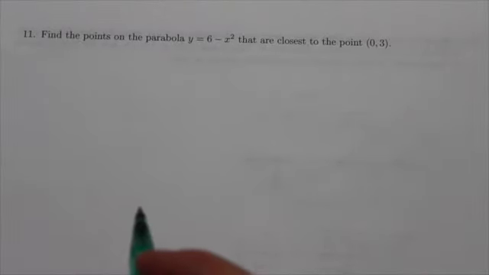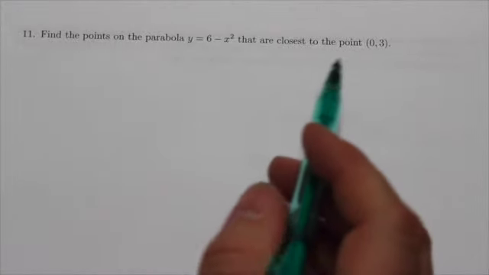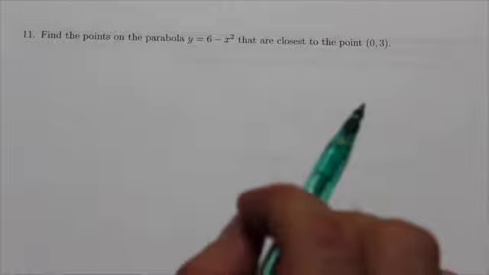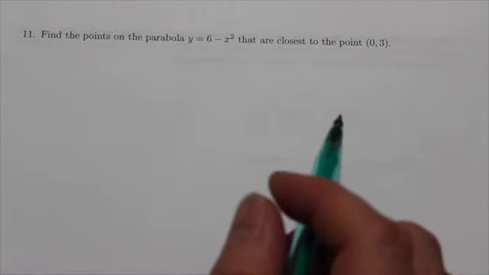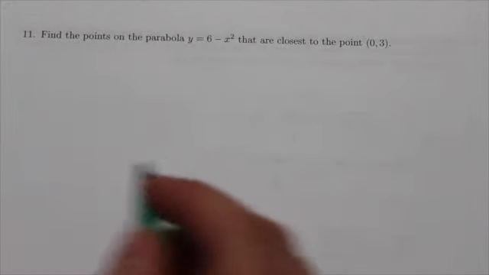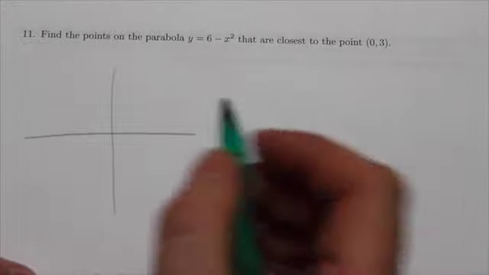Okay, question 11. Find the points on the parabola y equals 6 minus x squared that are closest to the point (0, 3). Now, there are two ways to do this, but because of a limited familiarity with the distance formula here, we're going to take a slightly different approach. It also happens to be a faster approach.